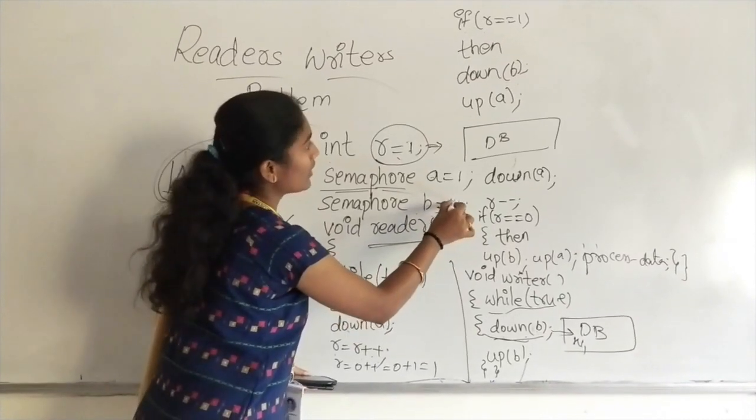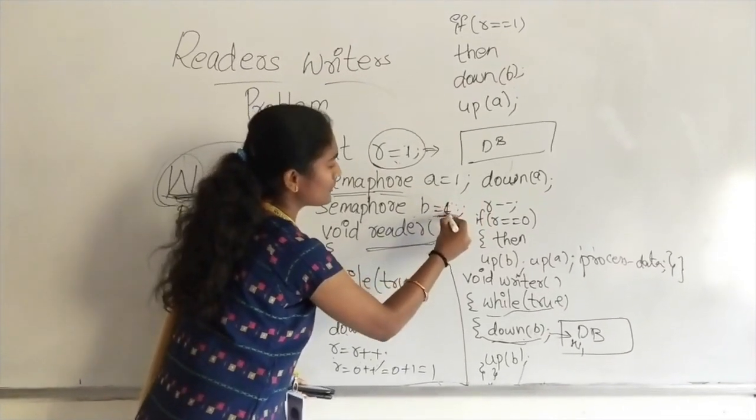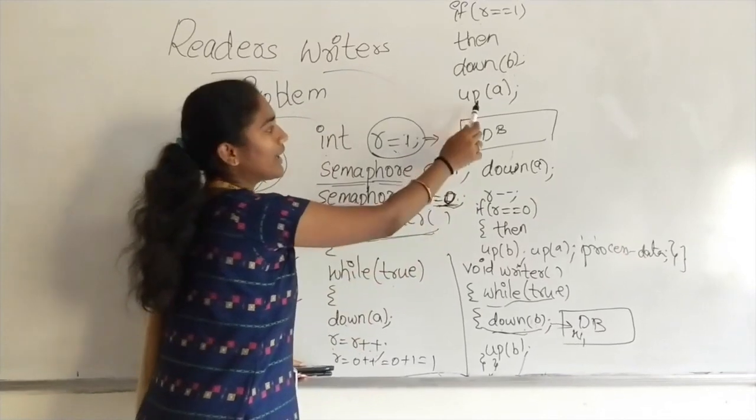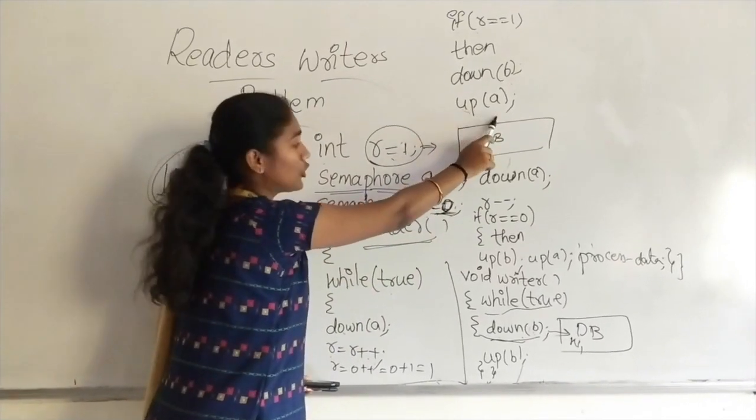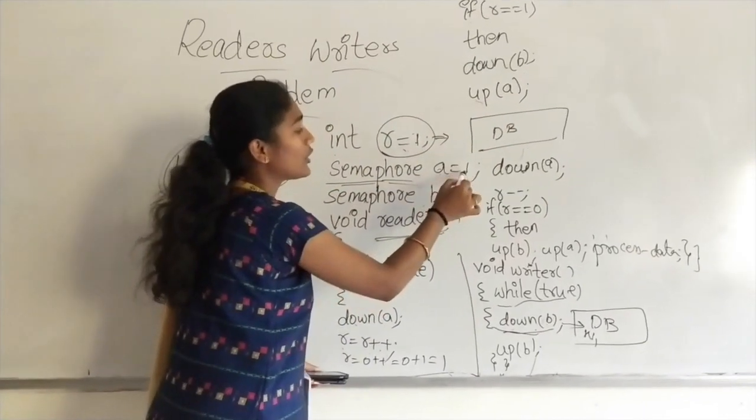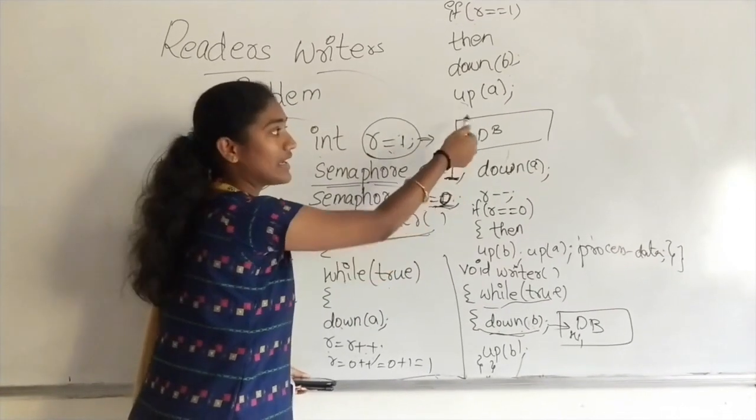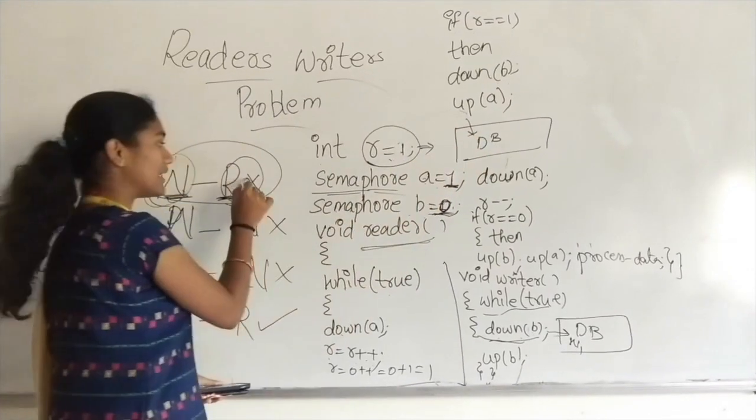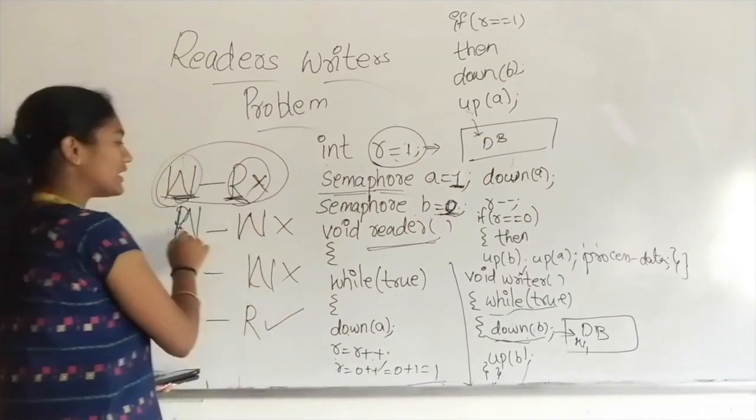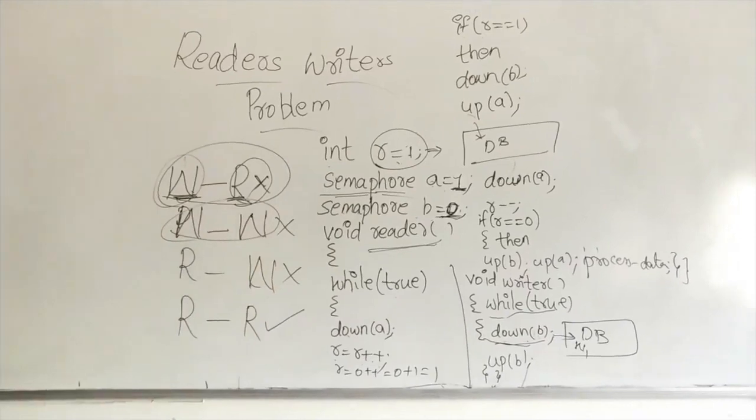So it changes to 0. Again, it tries to change the value of a. The value of a is 1. It wants to increment, but as it is 1, we cannot increment it. So it cannot enter the database. So this condition fails. Now we'll deal with the writer case.